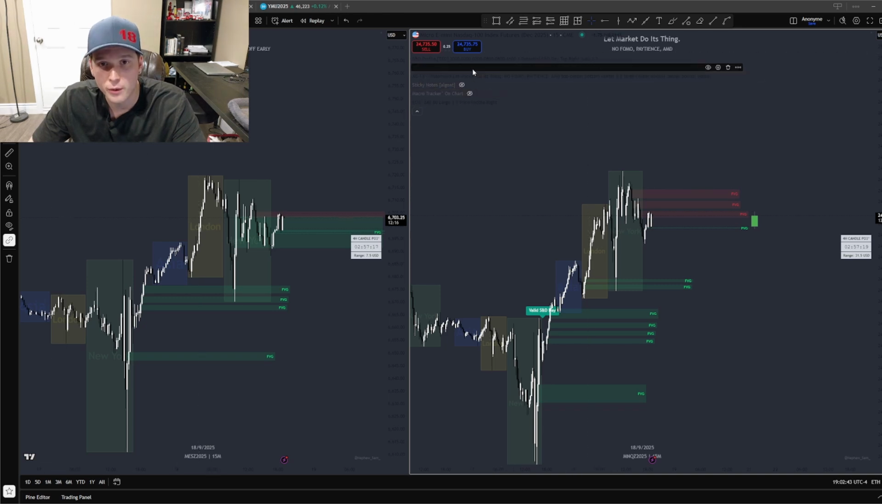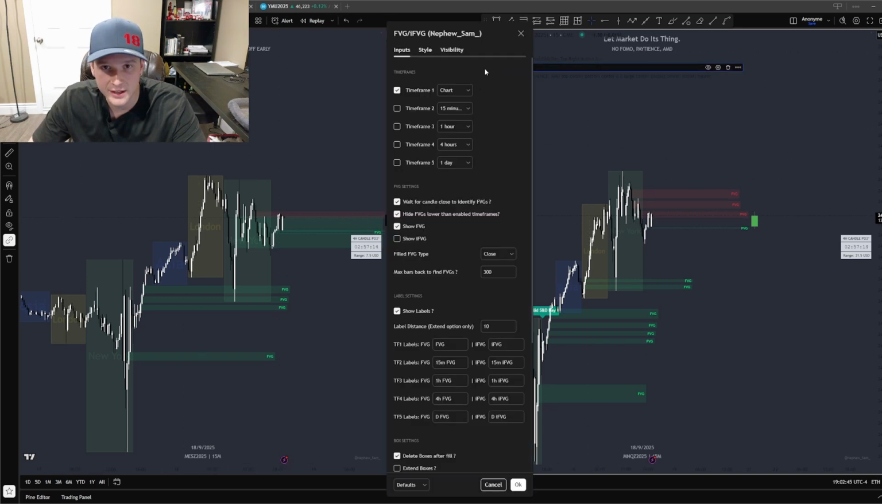Now, for the second part, we have the Fair Value Gap and Inverse Fair Value Gap indicator by Nephew Sam. And again, these are my settings for it. I can turn these on, I just don't like having them on. I like to see just what I have on the chart right now, and that's for day trading. When we move on to swing trading, it'll change. But for day trading, this is what I like.